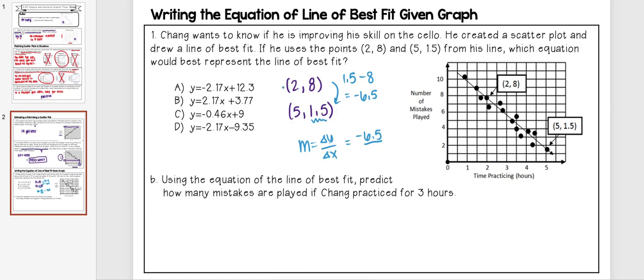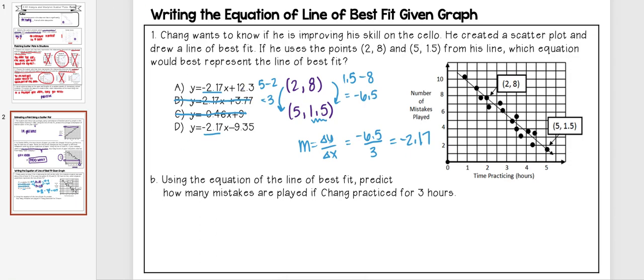And then on the bottom, I need to do my change in x. So how do I get from 2 to 5? Well, I can take that bottom number, 5, subtract the top, and I get 3. And so when I divide negative 6.5 by 3, I get negative 2.17. So automatically I can cross out C and I can cross out B because they don't have negative 2.17 as their slope.